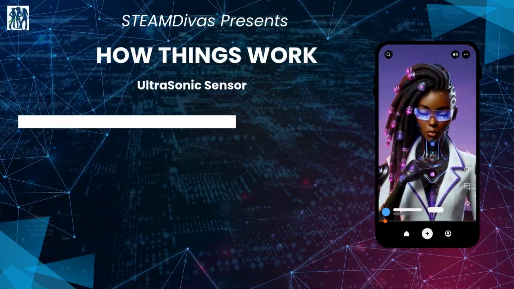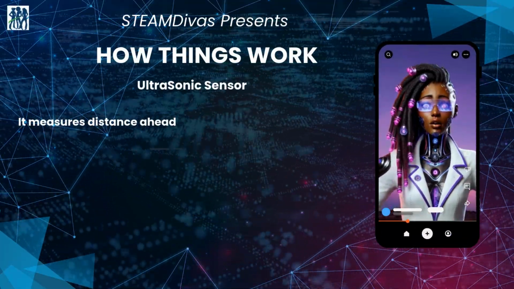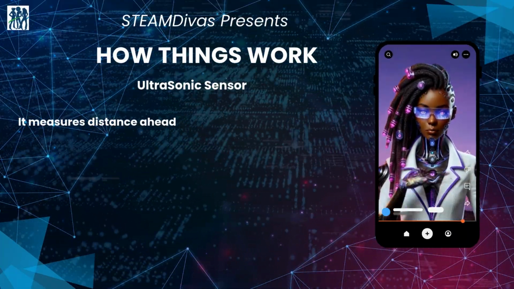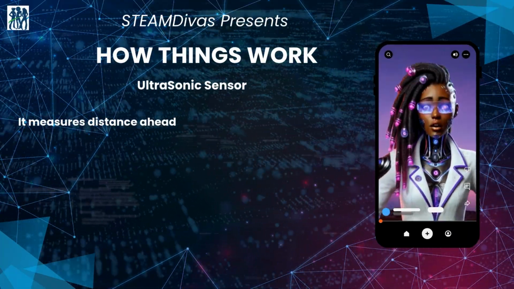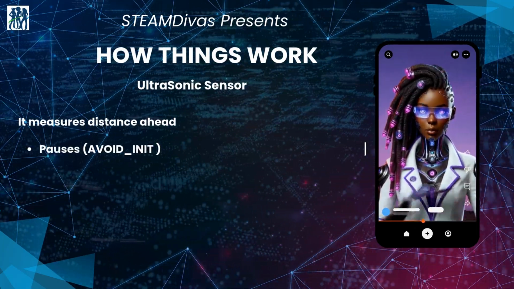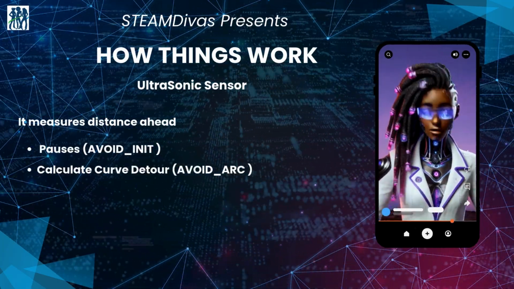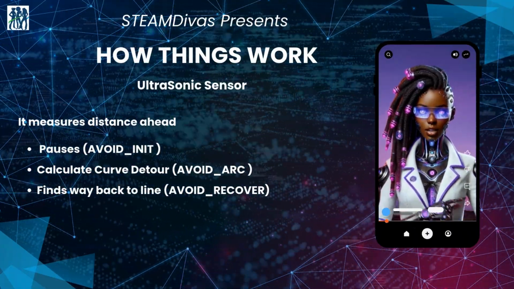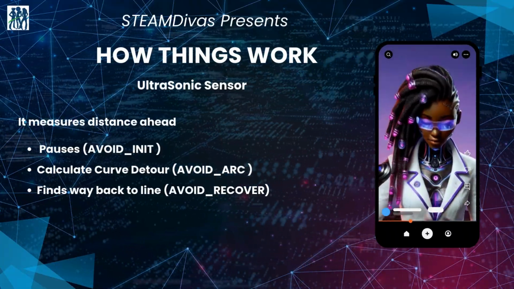The Bathroom Buddy doesn't just follow lines blindly, it can think on its feet. The ultrasonic sensor measures distance ahead. If something comes too close, maybe a toy or a curious pet, the robot pauses, calculates a curved detour, and then finds its way back to the line. This is the intelligent avoidance system.